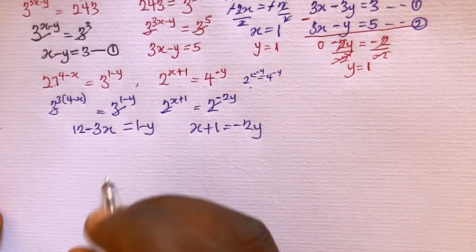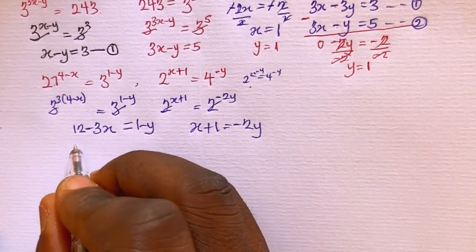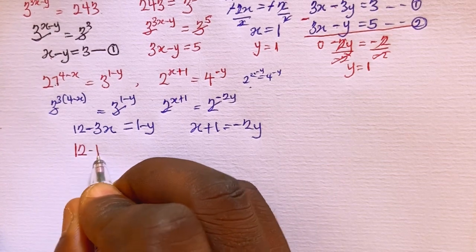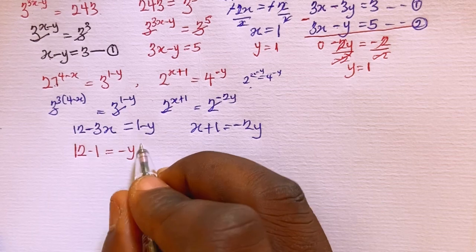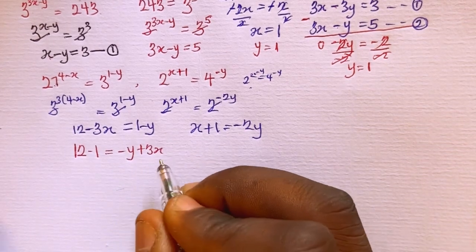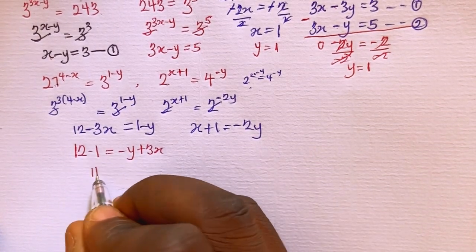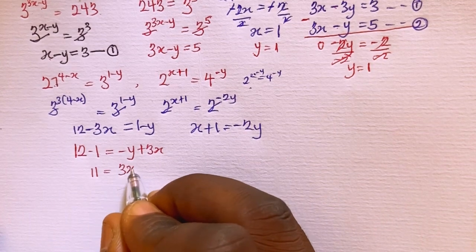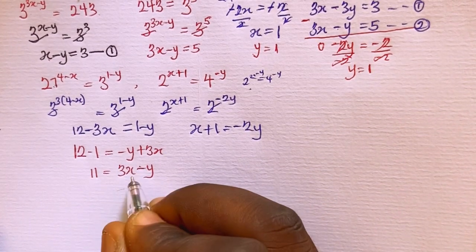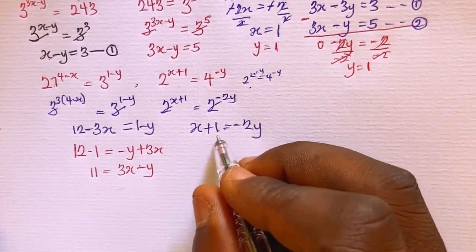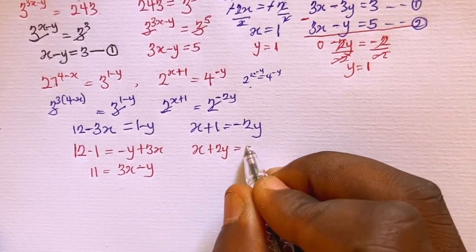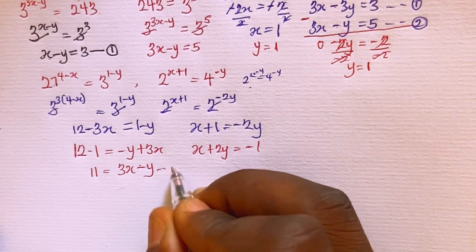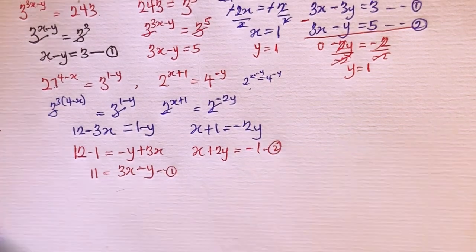So let's solve this further. I'm going to bring 1 here, so I'll have 12 minus 1 equals minus y, then plus 3x. Here I'm going to have 11, which equals 3x minus y. I can have it this way. Then here I'm going to have x plus 2y equals minus 1. So this is equation 1 and this is equation 2.